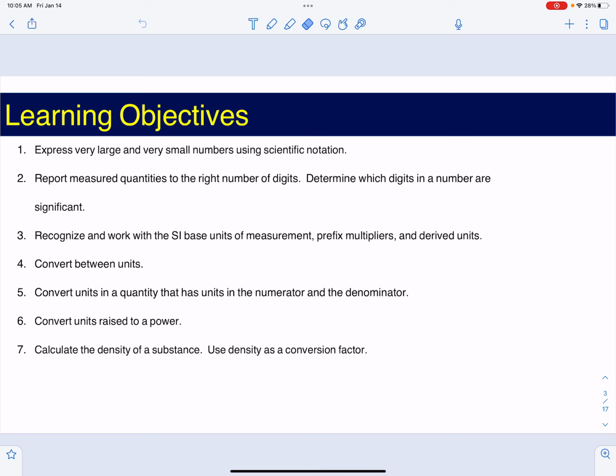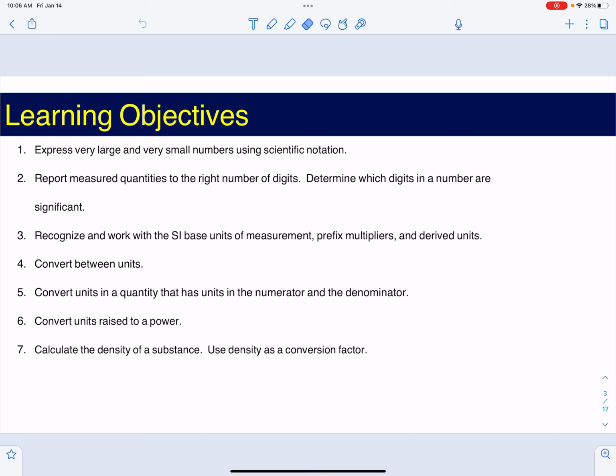Number five, convert units in a quantity that has units in the numerator and the denominator. We're talking about, like, I ran this morning at a speed of 8 miles per hour. So how can we convert that to kilometers per hour or miles per minute and stuff like that? And convert units raised to a power. If my house is 2,300 square feet, can I convert that to square meters or something like that?